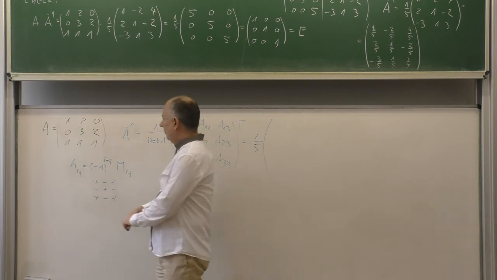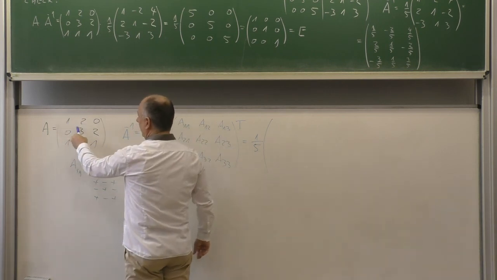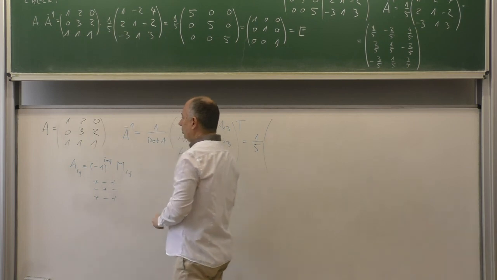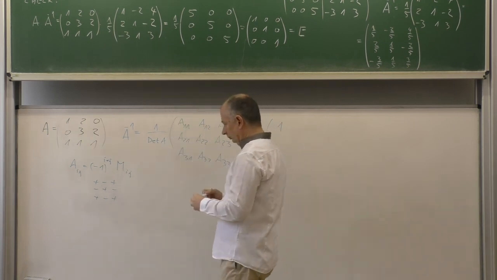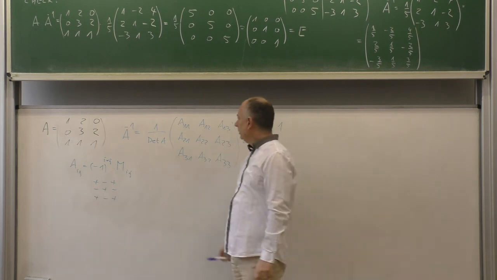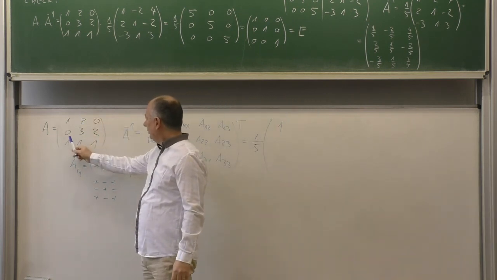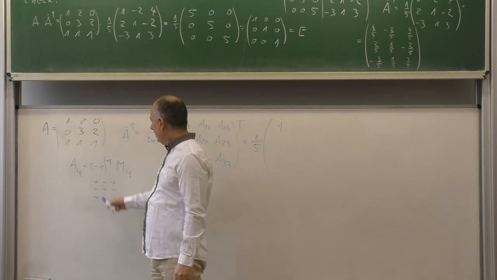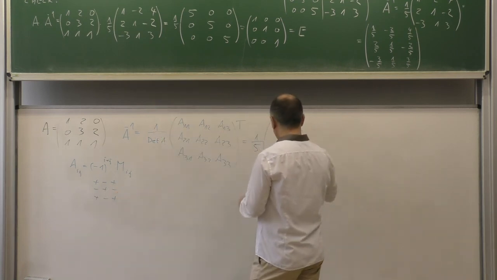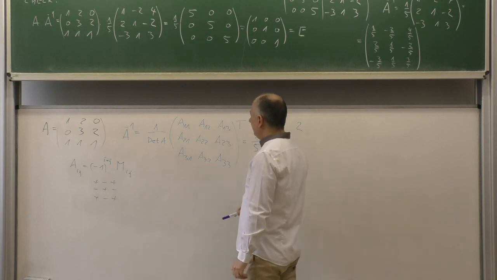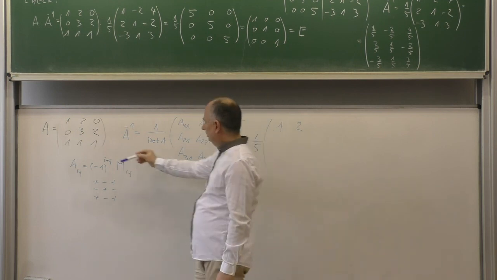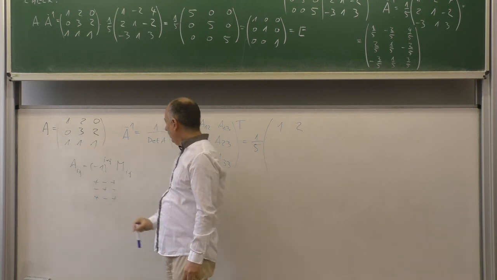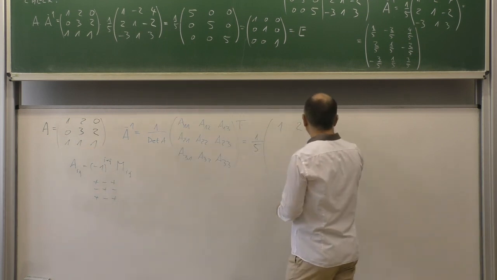Okay, so A11 is evaluated this way. First row, first column. So we cancel the first row and the first column, and we have the determinant of the matrix 3, 2, 1, 1. And the determinant is 3 minus 2, which is 1. Then, A12, we cancel the first row and the second column, and we have the matrix 0, 2, 1, 1. The determinant is minus 2, and we are here, so we have plus 2. Now, A13, we cancel the first row and the third column, and we have the determinant 0, 3, 1, 1, and the determinant is minus 3. We are here, so no change of sign, so minus 3.